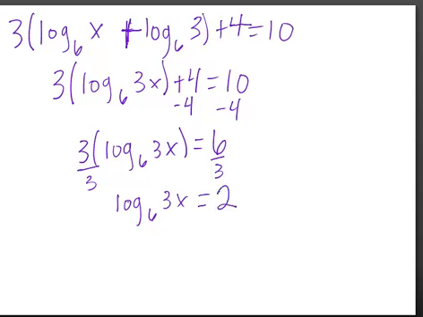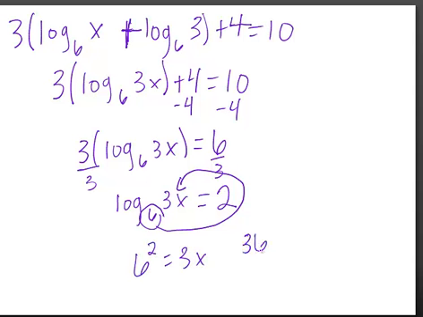And then at this point, when you have a log equaling a number, that's when you do your loop trick. So the only time you don't use the loop trick is when two logs equal each other. Okay, so I would have 6 squared is equal to 3x. So that would be 36 equals 3x. Divide by 3, divide by 3. So x would equal 12.